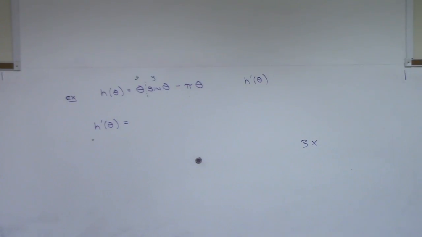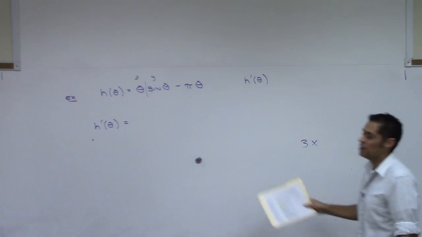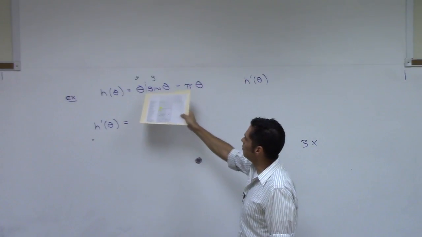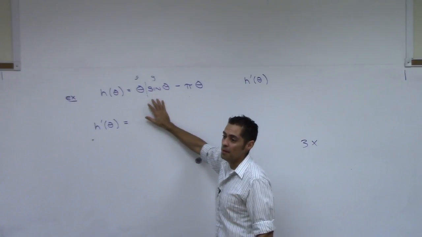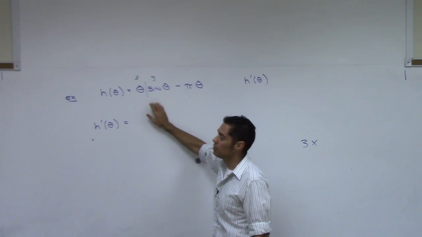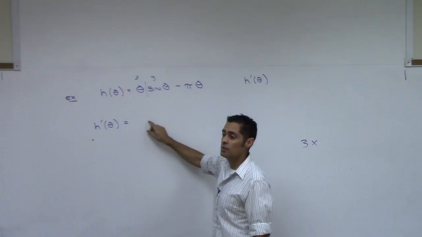So we have Jonathan. Is Jonathan here? Salinas? Yes? All right, you're up, Jonathan. So you're going to give me the derivative of this right here. So what are you going to start with? Derivative of theta, which is?